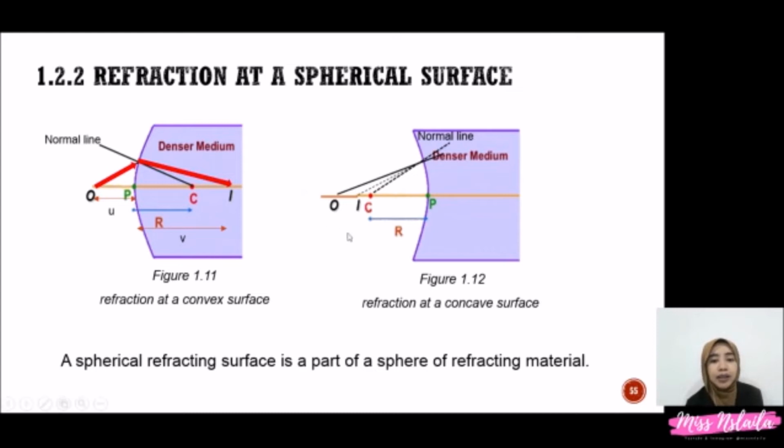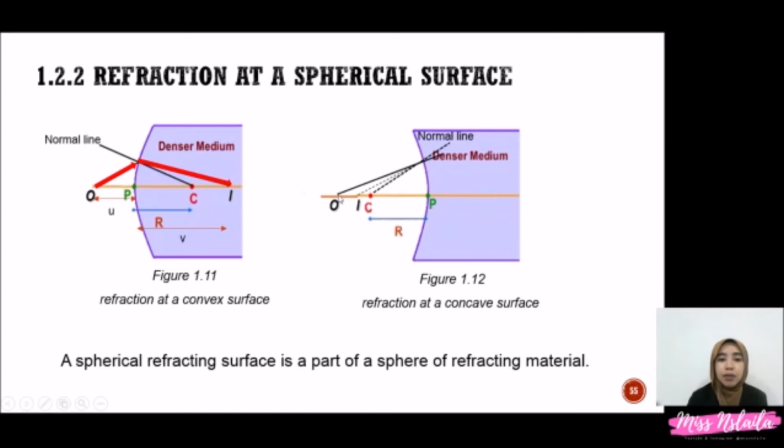Next, let's look at the refraction at a concave surface. This is the object. And then label the center of curvature. So the center of curvature is at this side because the spherical surface is like this. If we make it a sphere, the center will be at this side. Then you can label the position of R, the radius of this spherical surface, from the center to point P.